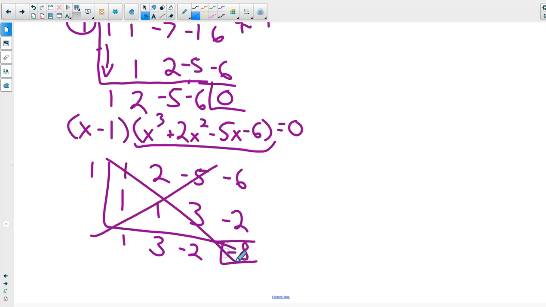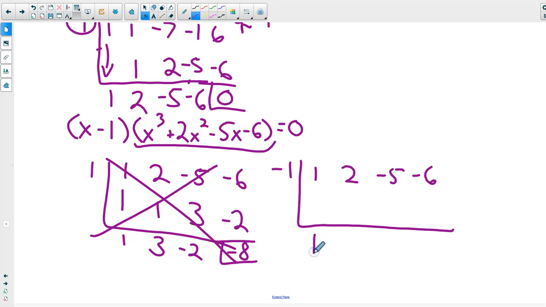So that didn't work. 2. No. I go in order. You can do 2 if you want. So I'm going to put 1, 2, -5, -6. Where's the mistake in here? You did +6 under -6. Yeah.